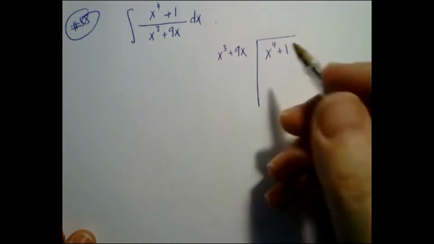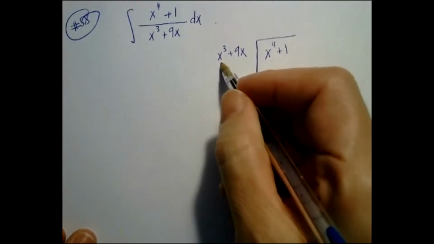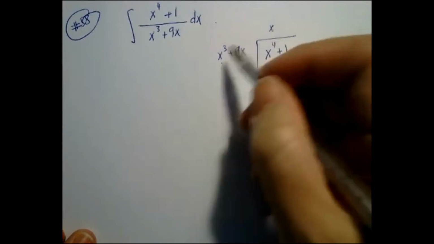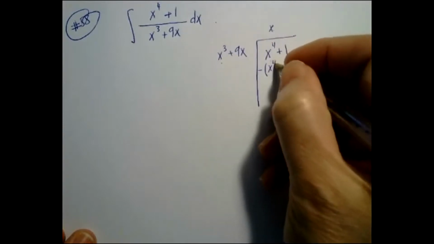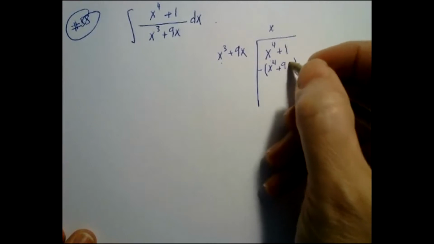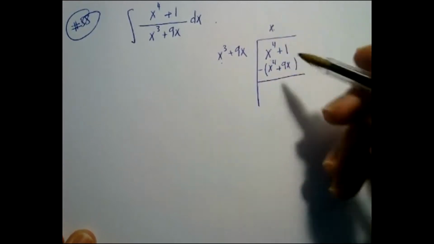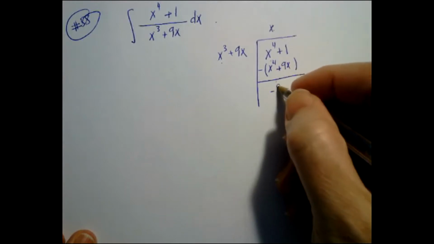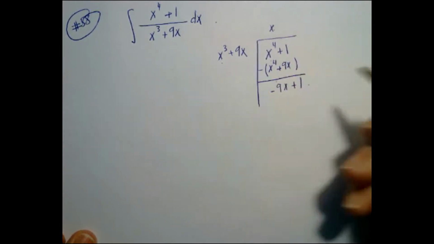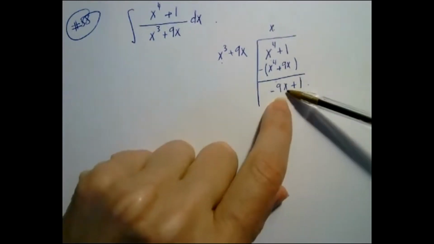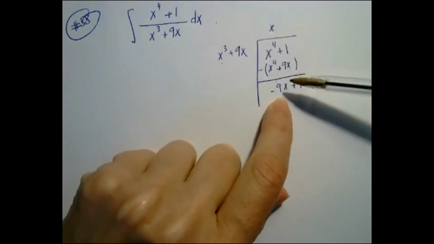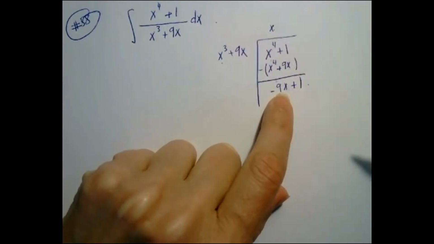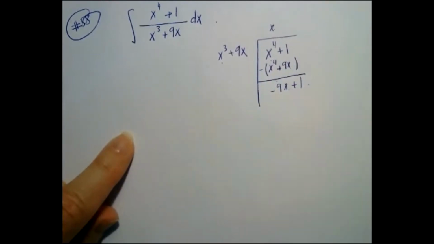We have x to the power 4. We divided by x to the power 3, which is going to give me an x. Then x times x cubed, that's x4, plus 9x. x4 minus x4 cancel each other out. That's the idea. I will have minus 9x plus 1. The degree here is 1. The degree here is 3. We stop the division when the degree of the remainder is less than the degree of the divisor, of the denominator.